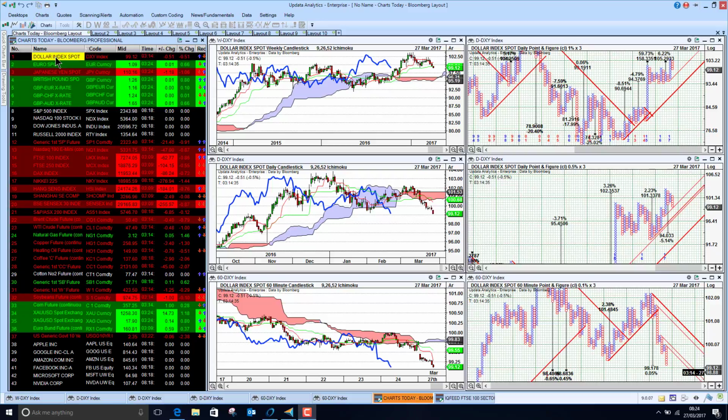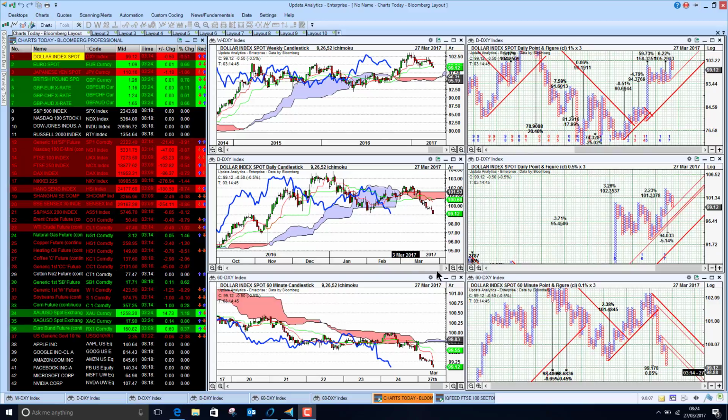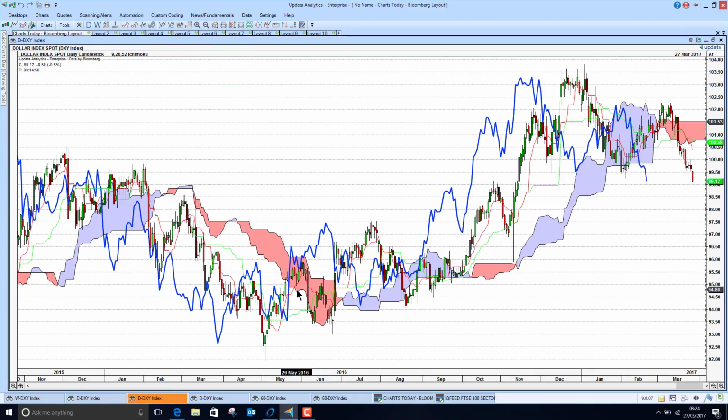Looking at the dollar index first of all, very significant move this morning. We are now below the cloud on the daily chart. That's the first time that's happened actually for several months. We had a period of dollar weakness this time last year actually. So we were below the cloud. We're back into a strong period.